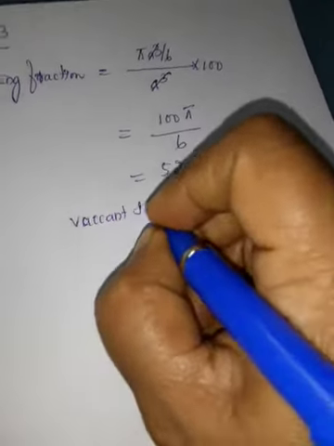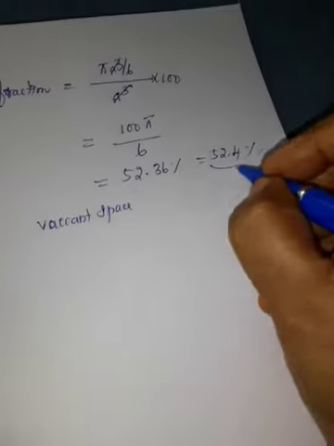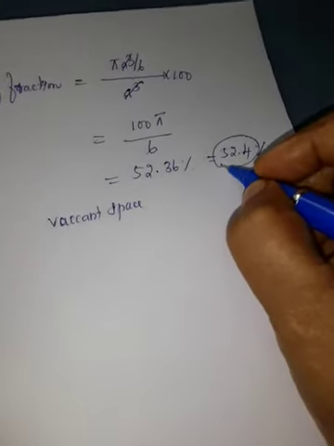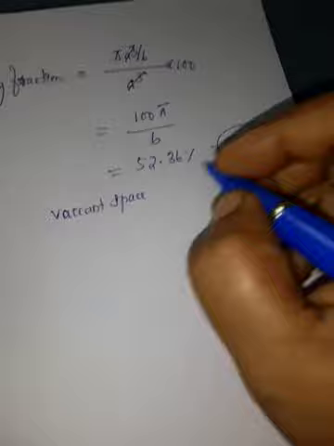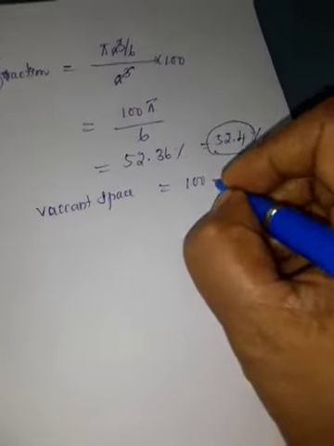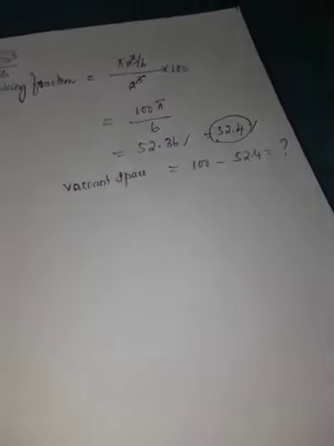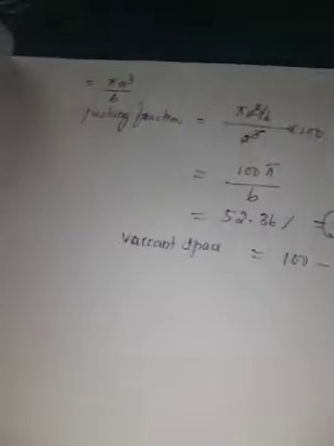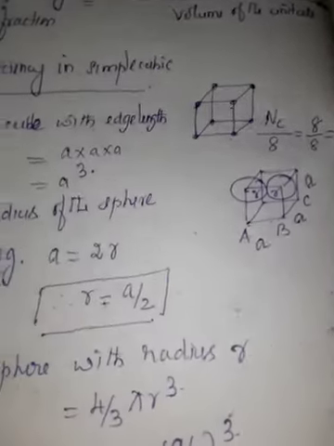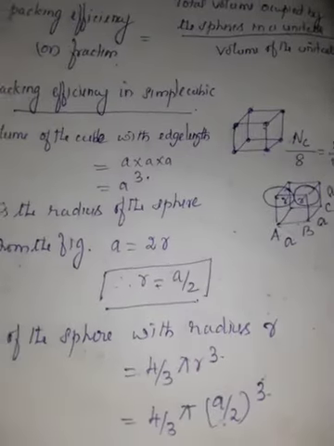How will you find the vacant space? This much of space is occupied by the spheres. So what is the vacant space? Vacant space is equal to 100 minus 52.4. That is the answer you are getting for the vacant space. Now this is the way for finding packing efficiency in simple cubic.